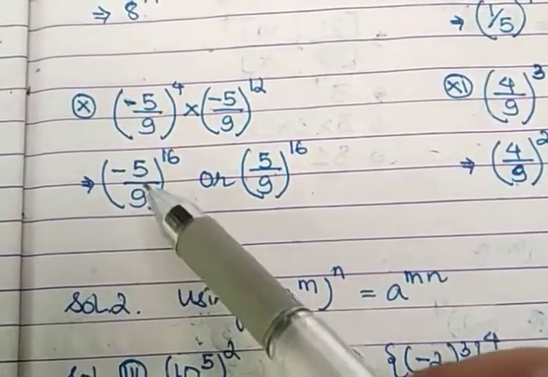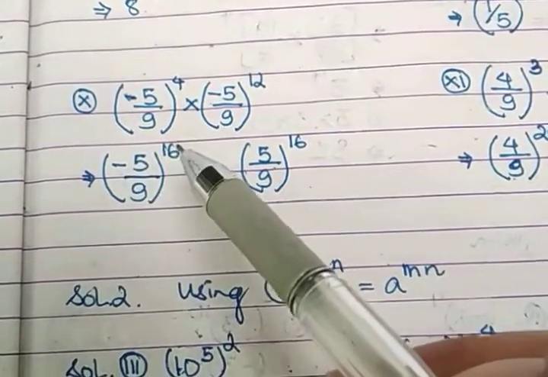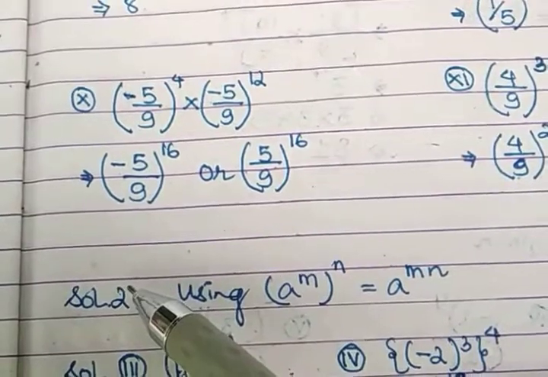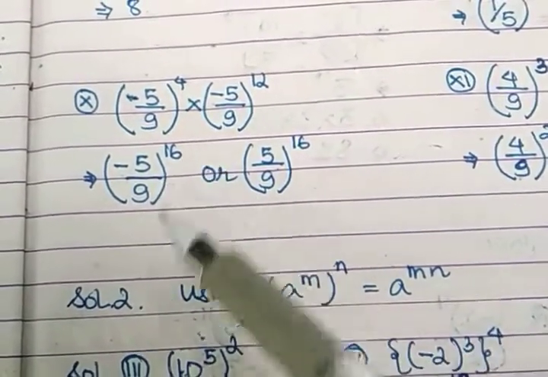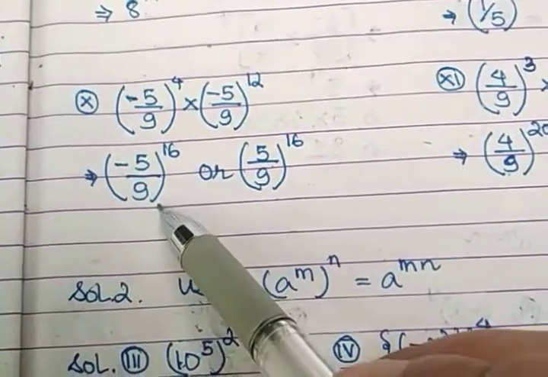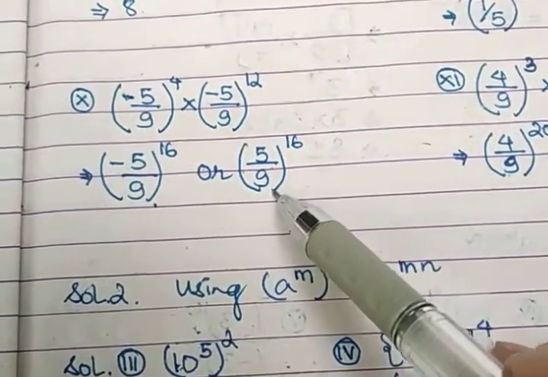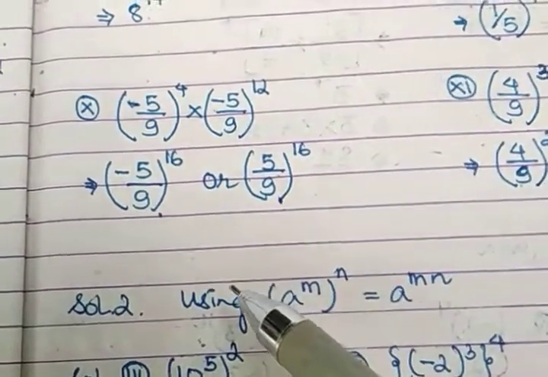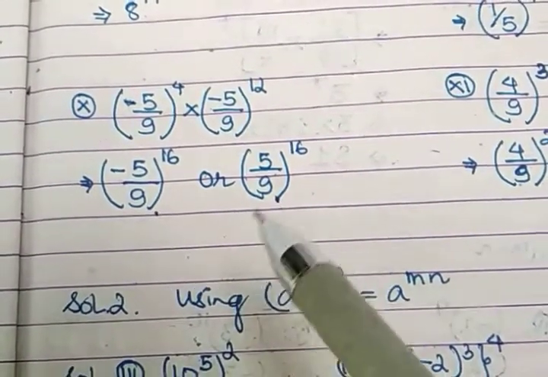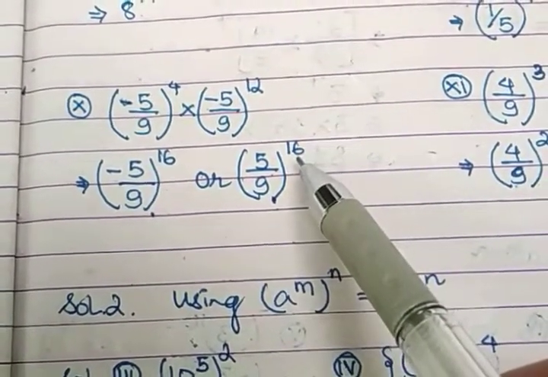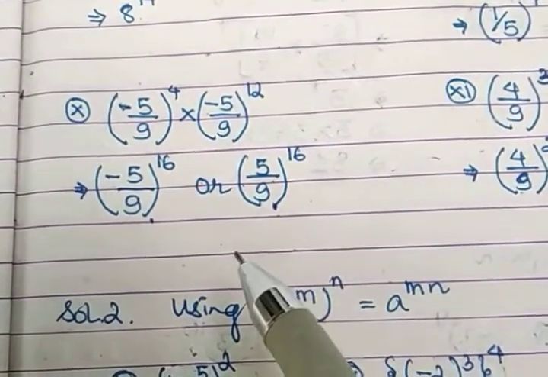Why so is because, see, a negative sign with an even number exponent. What did I say? A negative sign with an even number exponent will change its sign, isn't it? So either you leave your answer up to here, or you directly write your answer as this one, that is 5 by 9 to the power 16. Both are correct. Okay, but remember, this only happens when your exponent is an even number.